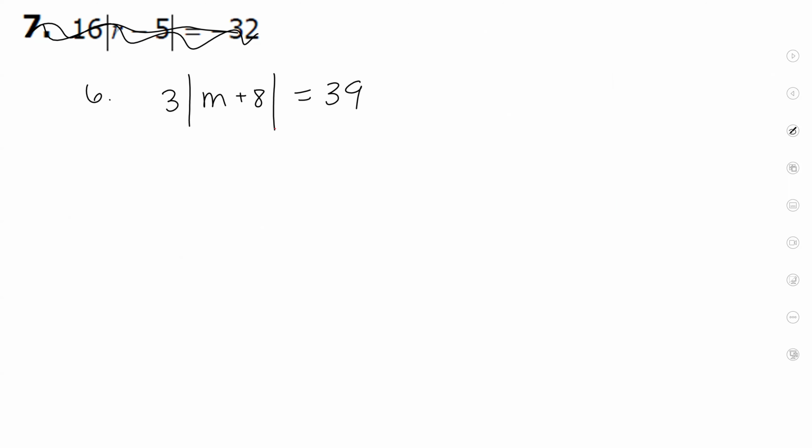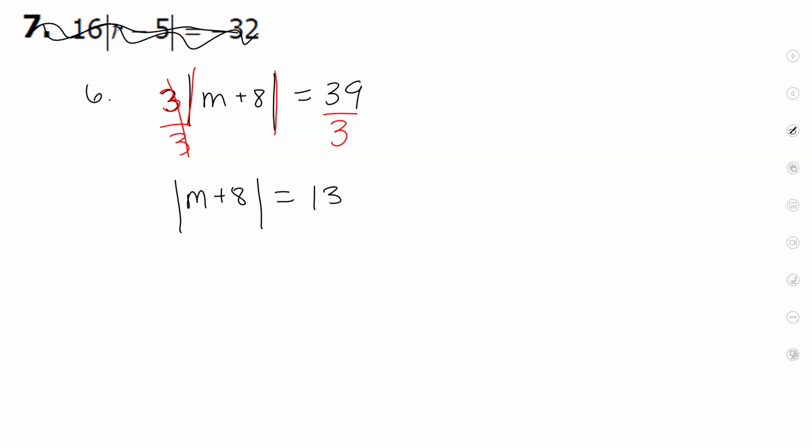Perfect. Okay, so the first step is to isolate the absolute value symbol. I want these bars by itself. Right now it's not by itself because it has the 3 on the outside. How do I get rid of this 3? Divide by 3 on both sides. So what I get is absolute value is equal to 13. 39 divided by 3 is 13.